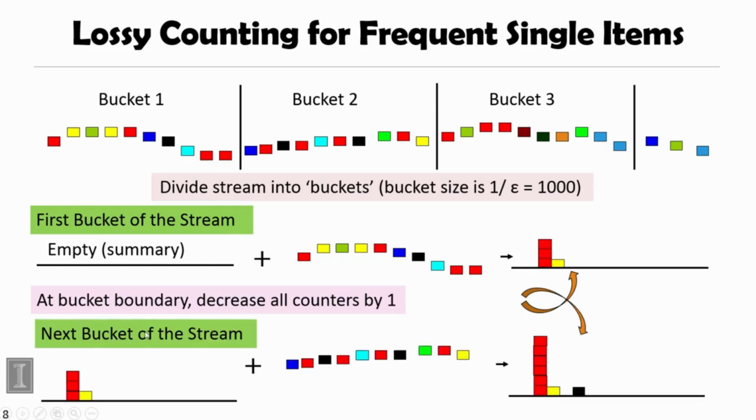When the next bucket of the stream comes, you can see you have emptied a lot of space, because the counters for items with too few occurrences no longer exist. Then you may get additional red ones and yellow ones, or even black ones. At the end of this bucket, you do the same: you decrease all the counters by 1. Those that are not frequent are gone again. For the yellow one, originally you had 1, you got 1 more, but you decrease by 1, so you still keep 1.